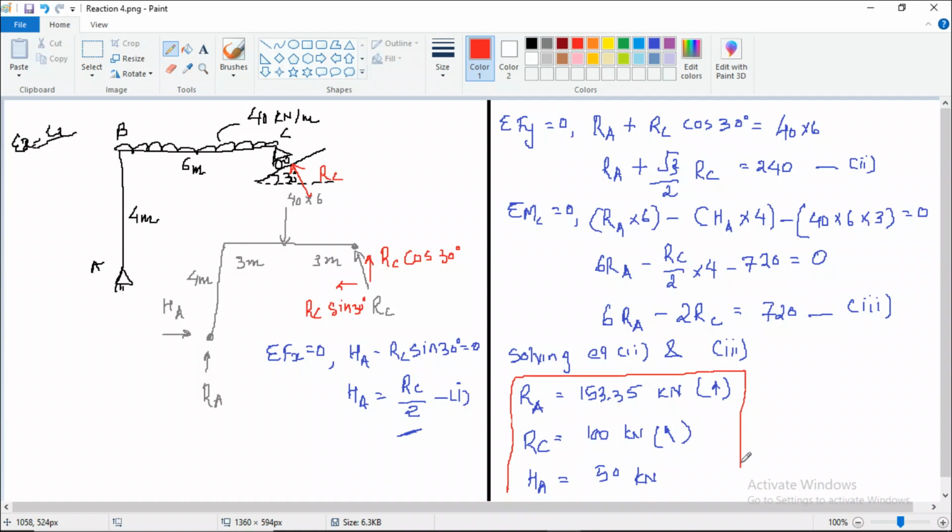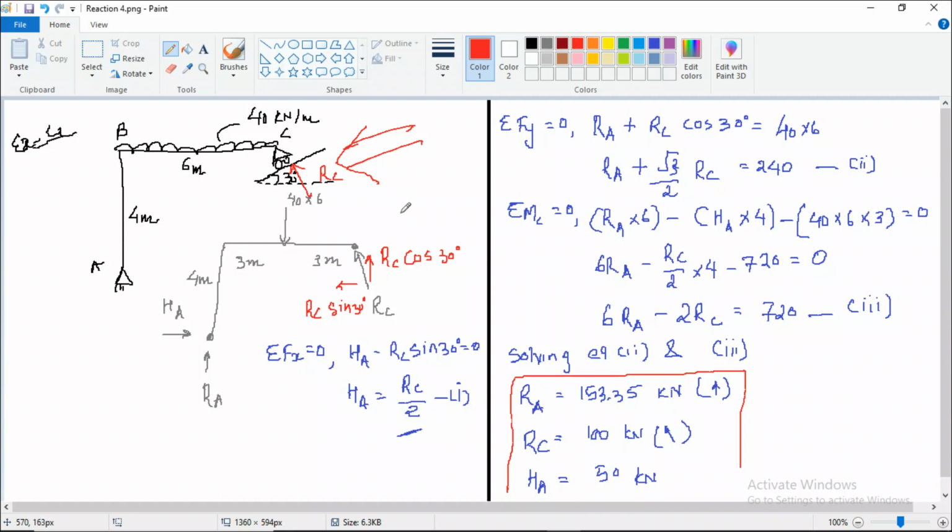The process will remain the same, the only thing is that we need to take care and observe whether there is any inclined support given or not. Right, so this is how we calculate the reactions. The process in the next sessions also remains the same, how we calculate the reactions.